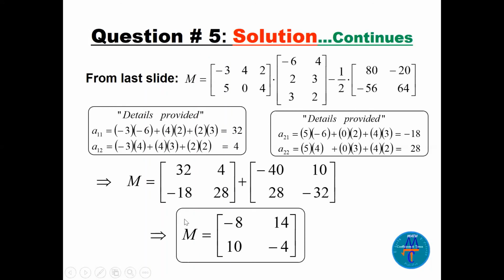So when you add the matrices, now you add corresponding entries. Remember addition. So 32 you add minus 40. 4 you add to 10 is 14. This is capital M.